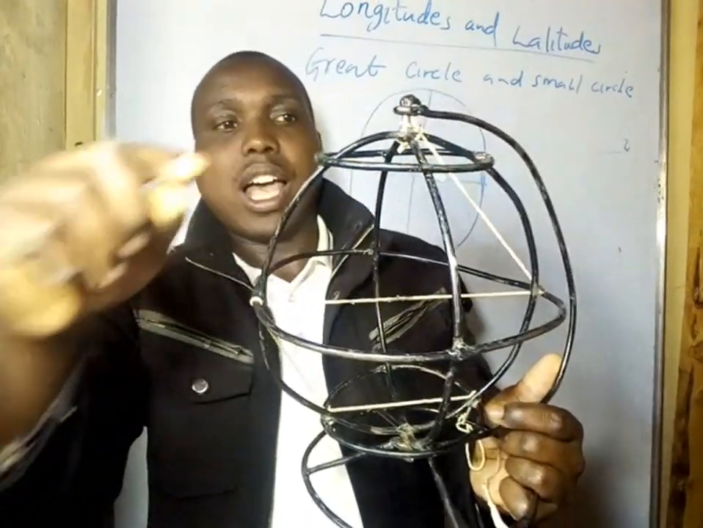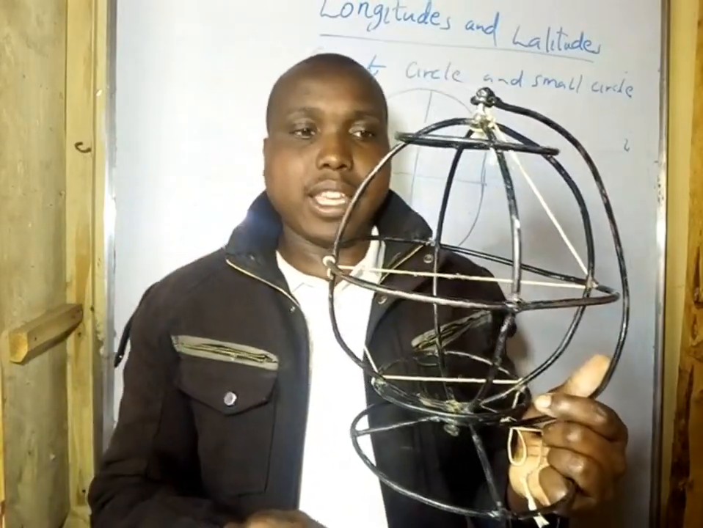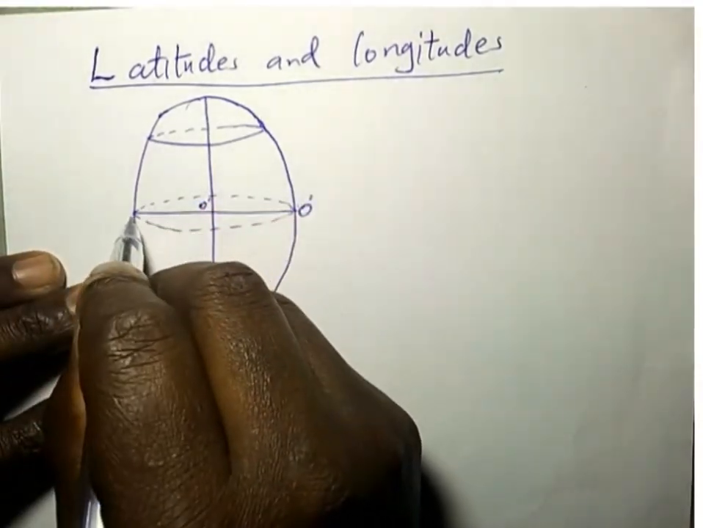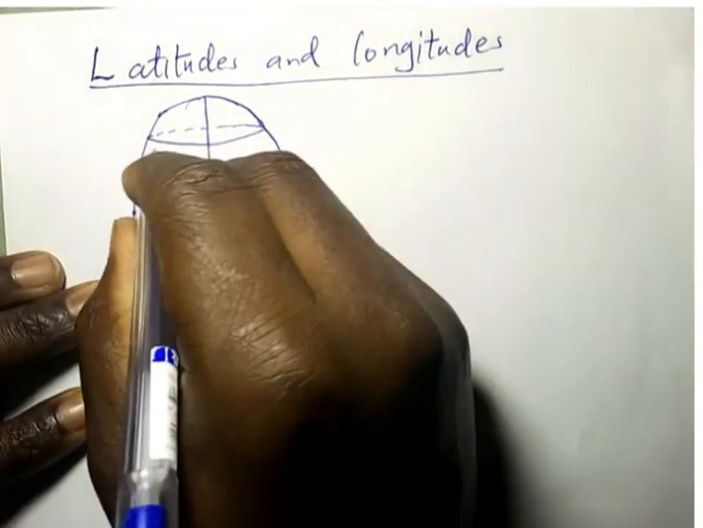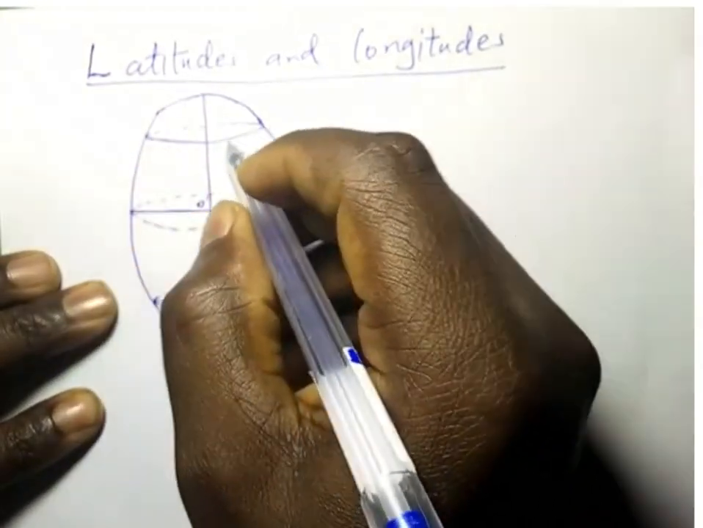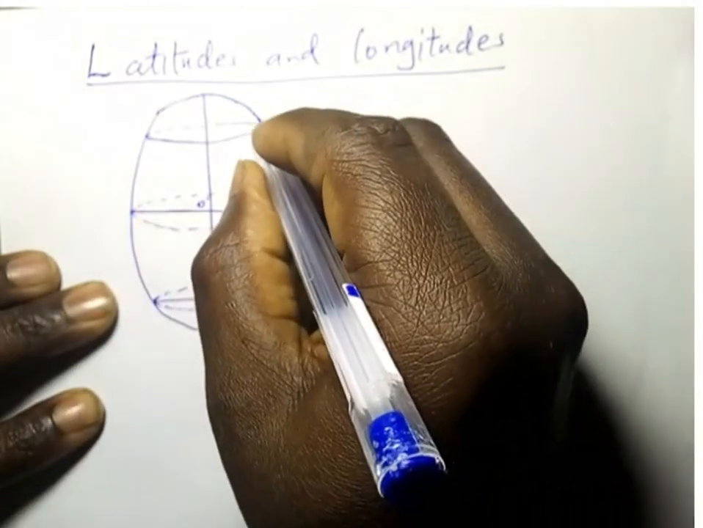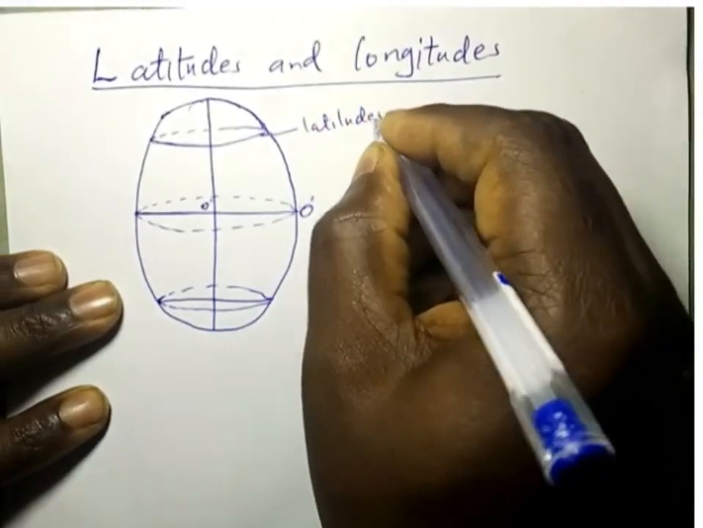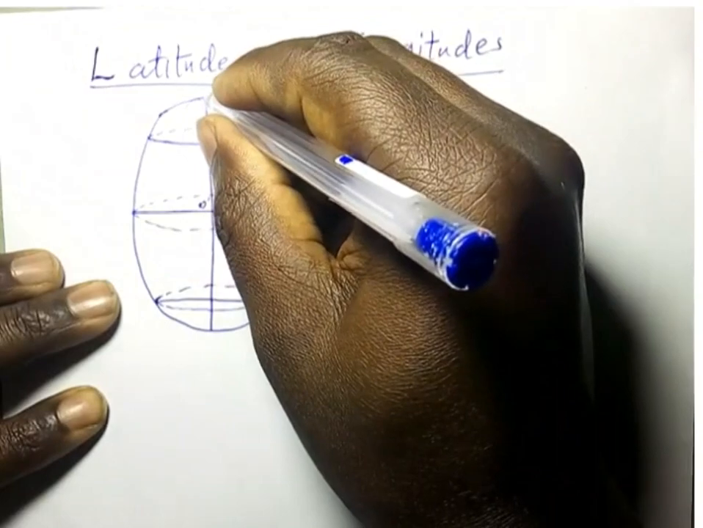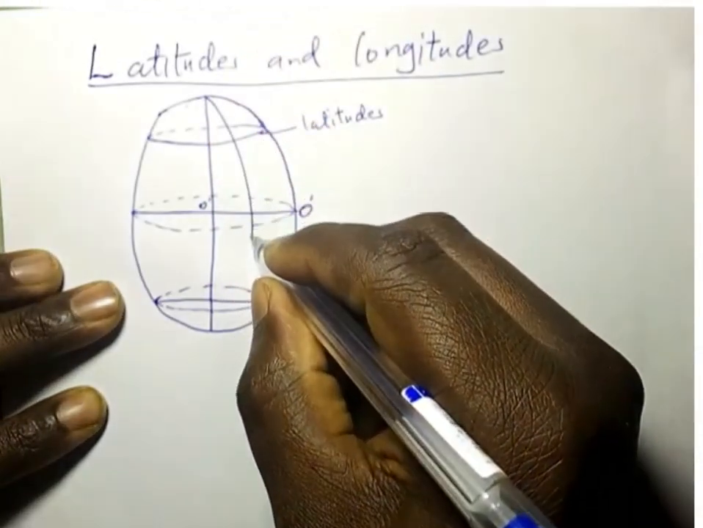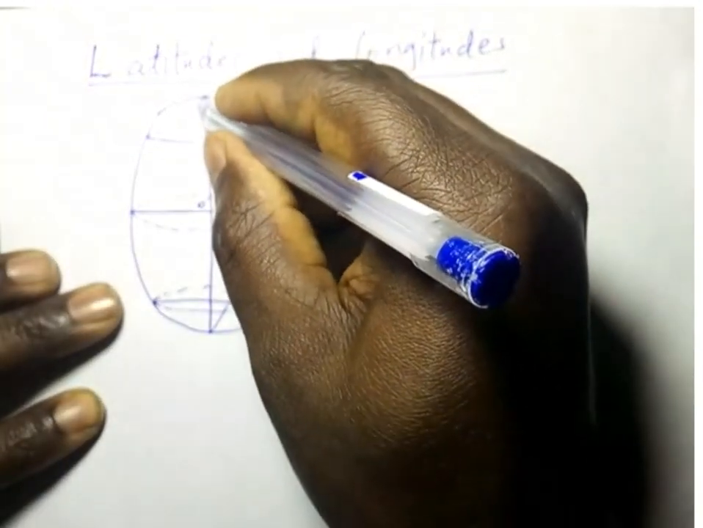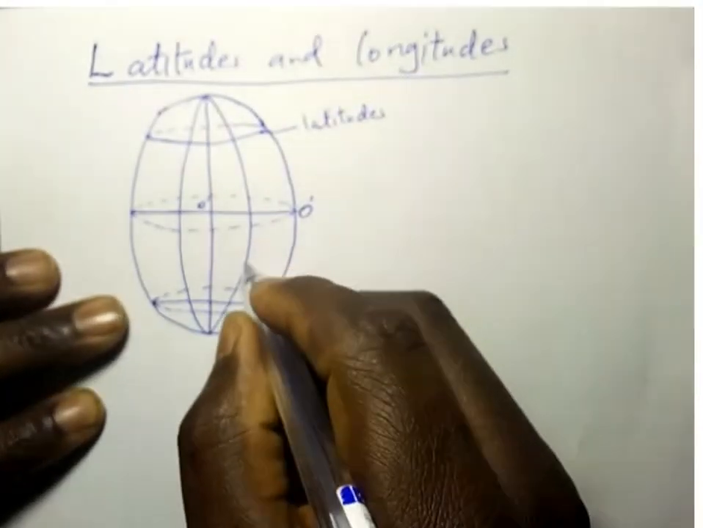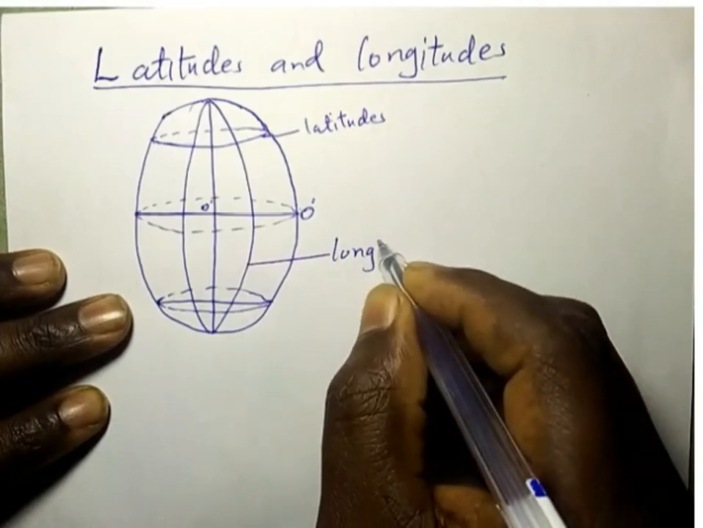These lines that go across like this, we call them the latitudes. We are saying that this is the equator, and the lines that go like this we call latitudes. So these lines are called latitudes. Any line that goes down like this, another one, this one itself, they are called longitudes.